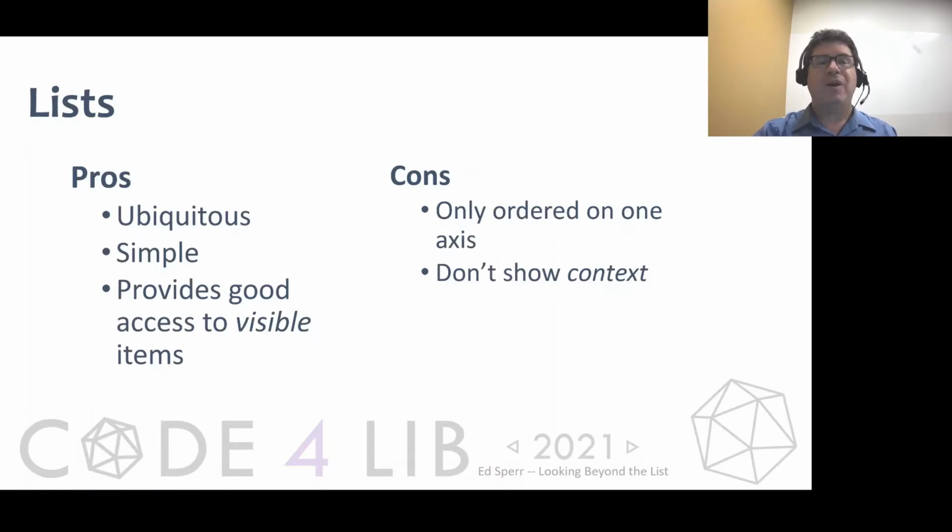However, lists do have some disadvantages as well. The primary one is they're only ordered along one axis. Whether we're talking about date of publication or about presumed relevance to the searcher, the only real information about an item that we have is its position on that list. Perhaps most importantly, lists don't do very much in terms of showing the context for a given search, or how the different parts of a complex search relate to one another.